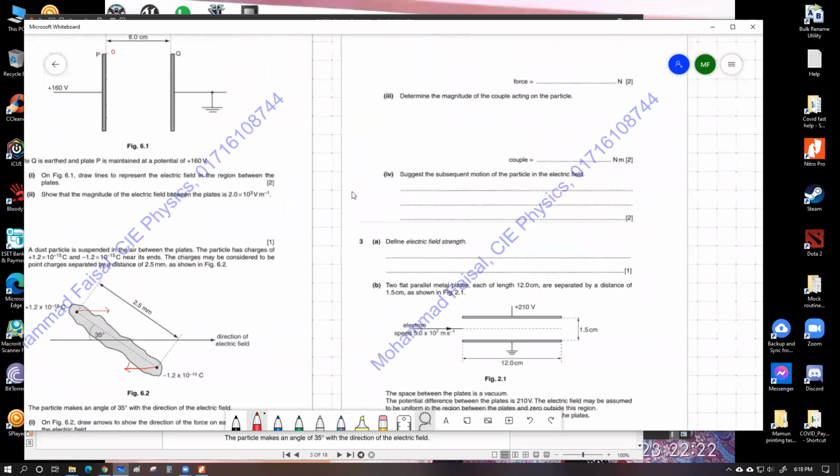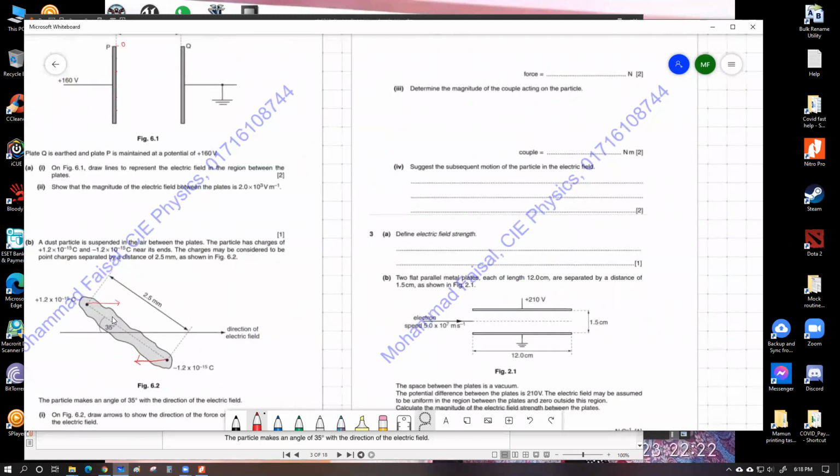The moment formula you know. This is a couple, so the actual perpendicular distance between the two particles is gonna be 2.5 sine 35 because this is 35 degree over here. So use that property and calculate the couple over here.